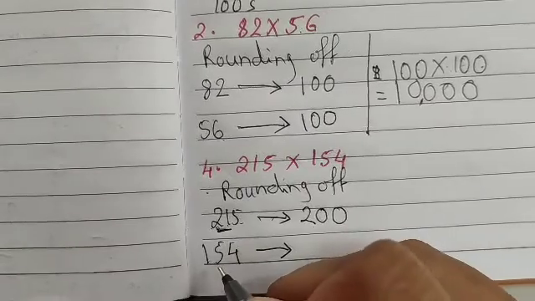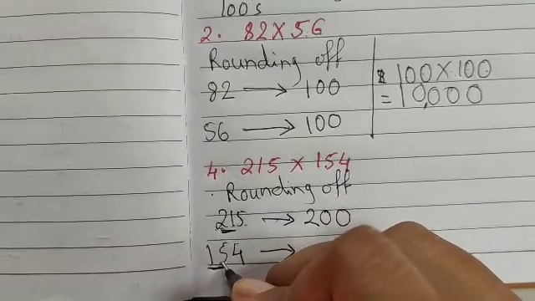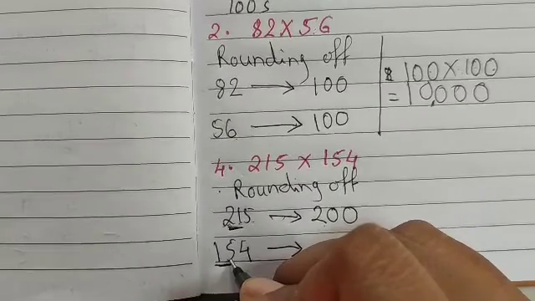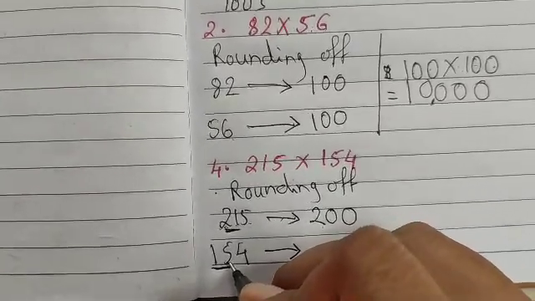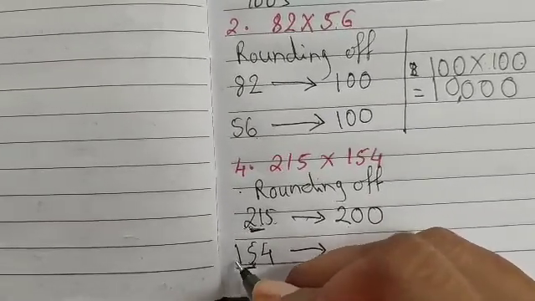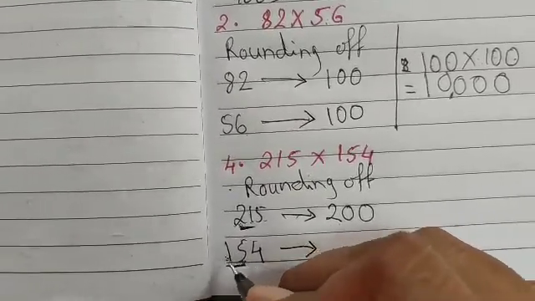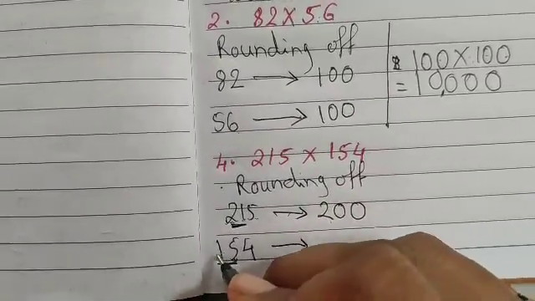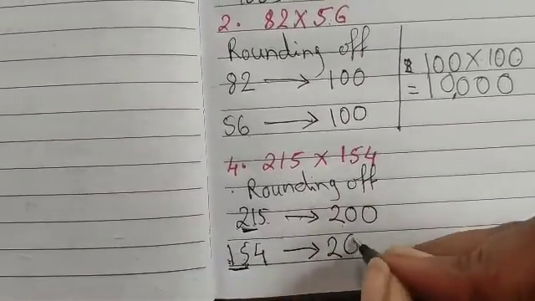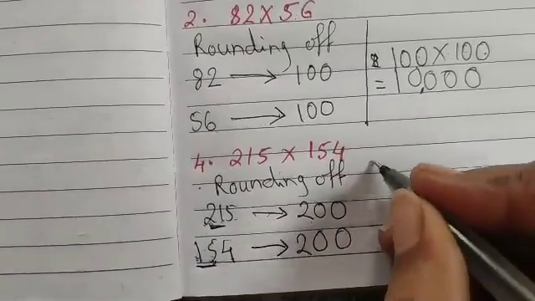Now student, we must check these 2 digits. Now 5, is it more than 5, less than 5, or equal to 5? It is equal to 5. So when it is equal to 5 or more than 5, the rule is we must add 1 to the next digit. So in 1 we have to add 1. After adding 1, it becomes 2, and these 2 digits will be 0, 0.